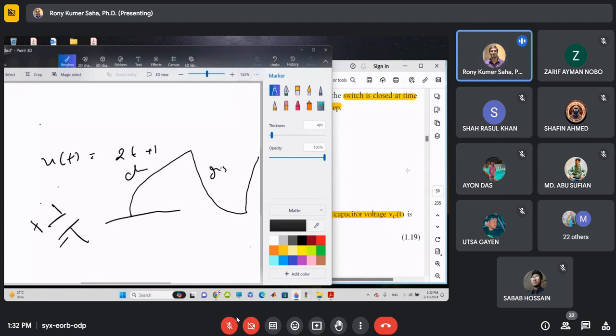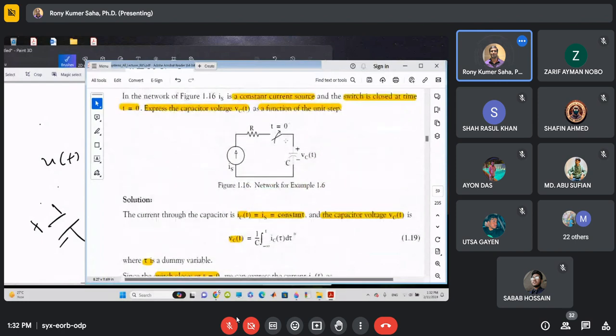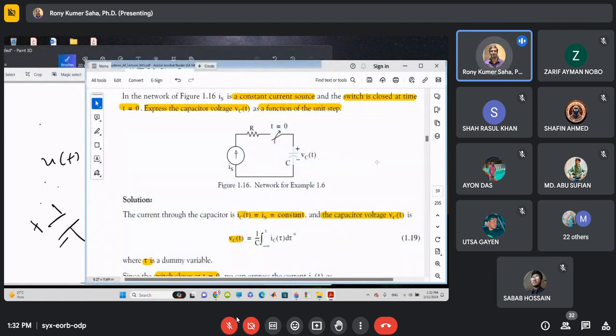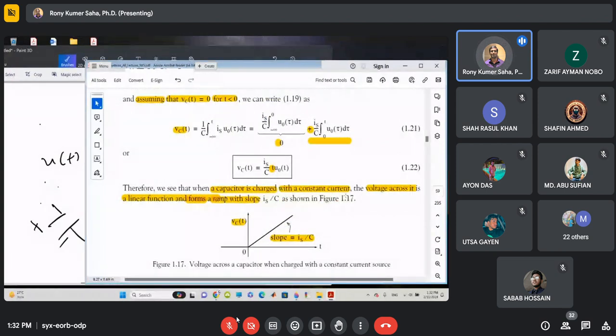But here we didn't consider any discharging phase, because once you close the switch, we didn't open it. If we open it and have another circuit to make a complete loop, then it can start discharging. But we just need to consider the charging phase. Okay, so that's how you can represent the voltage of an electric capacitor.